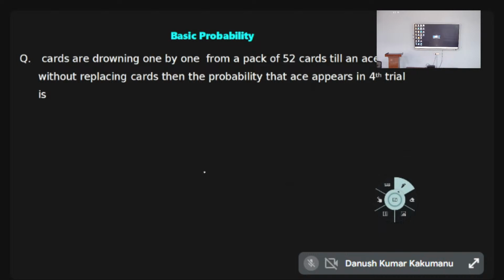Say this problem. This is one previous GATE question. Okay, shall I start? See, this is one previous GATE question. In the question a spelling mistake: by mistake an O was printed, a typo. Cards are drawn one by one from a pack of 52 cards.